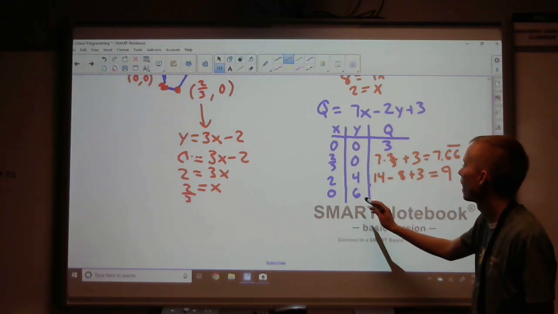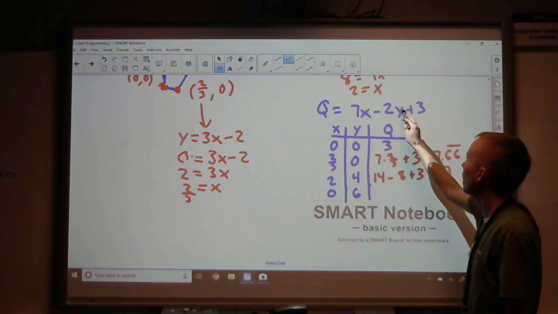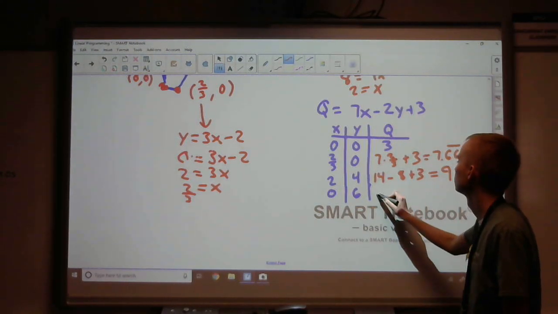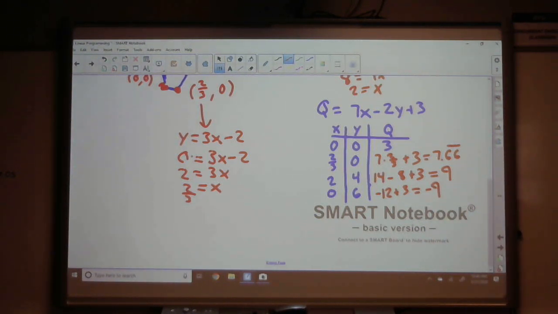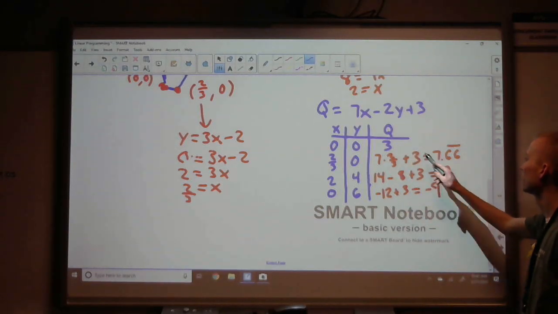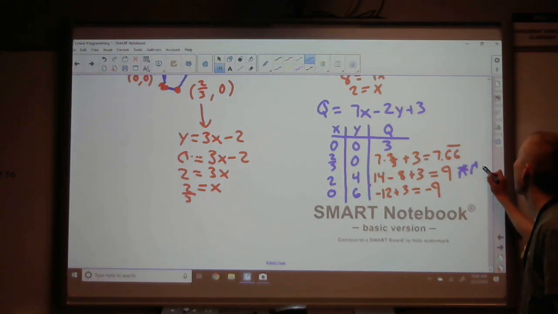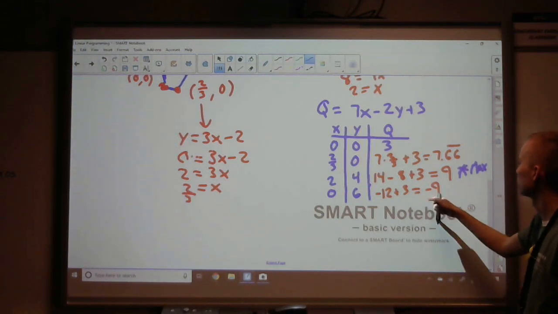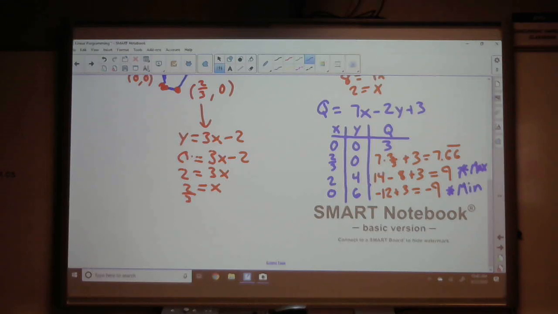Okay? And then 0 and 6, when we plug that in, for x we get 0 here, y we get negative 12 plus 3. So that's negative 9. Okay? So you can see from this where the maximum and where the minimum are happening. You just look through for the biggest number. Well, it's not 3, it's not 7. It's here, it's 9. So this is the max. And then this one, the smallest, the negative one, this is the min. Okay? So that's your max and your min of this function.